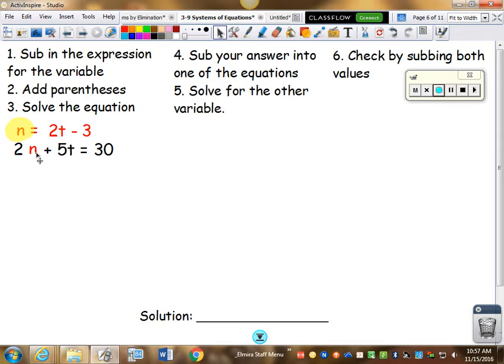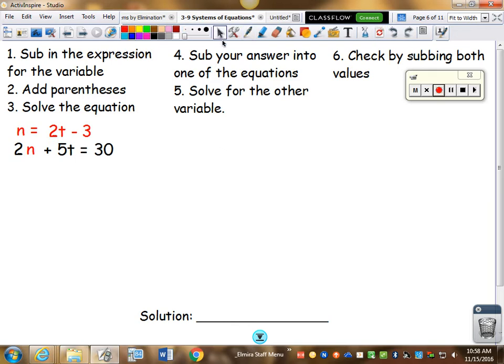Okay, so what I see in my head is that if n equals 2t minus 3, and this says 2 times n, then I can take the n out and I can put this in its place. I just got to move this stuff over. Okay, that's how I see it in my head. And then you have to put parentheses around it to hold it all together. Okay, and then you solve it from there. So that's how substitution works.